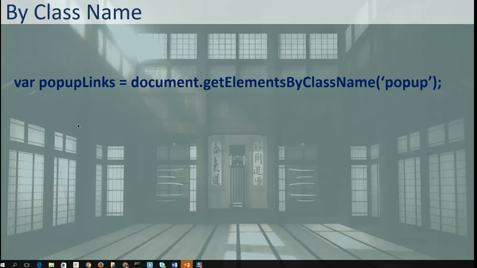Here's just another example. Now here we're not using the tag name. We know that with CSS, we can give our elements a class name, and then we can apply style to that class name. So this would retrieve all the elements from the page that have the class name popup. And again, we can iterate through it and manipulate its visual properties using the style property.